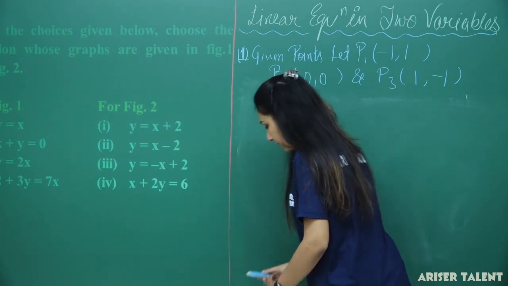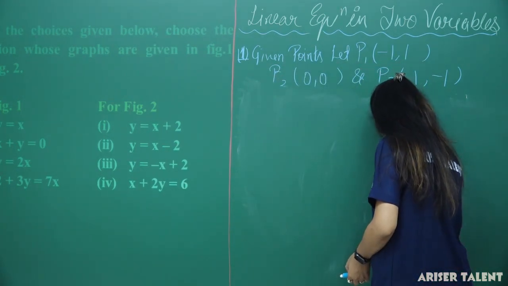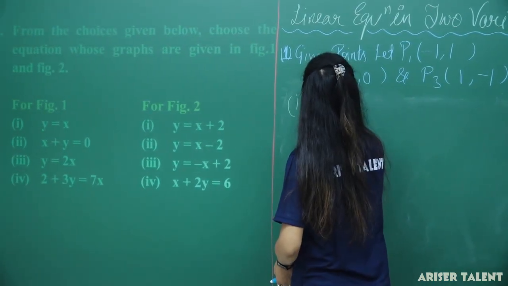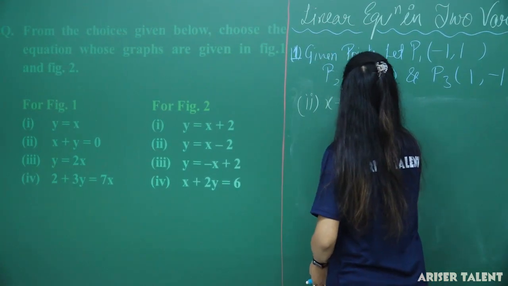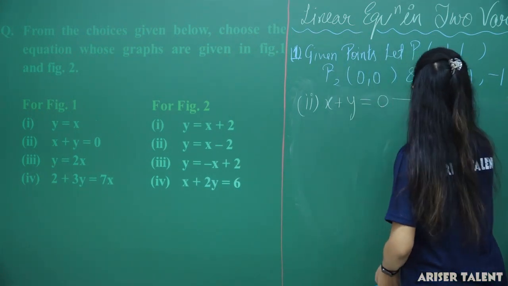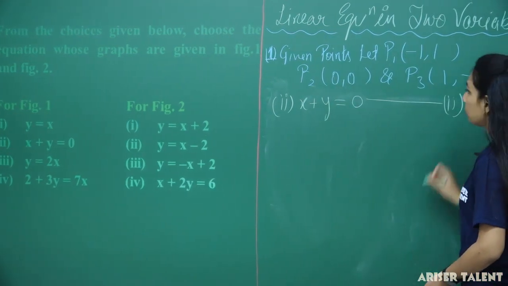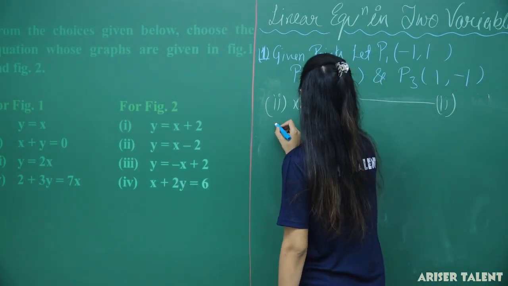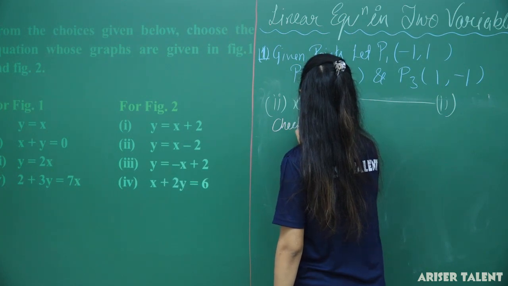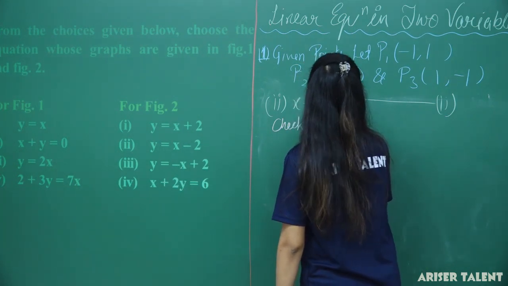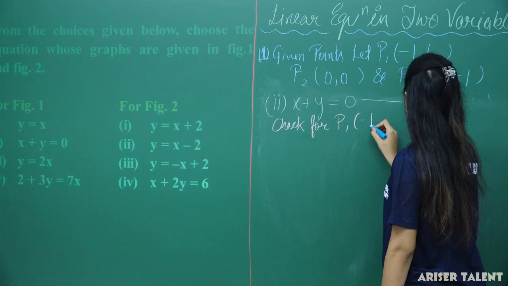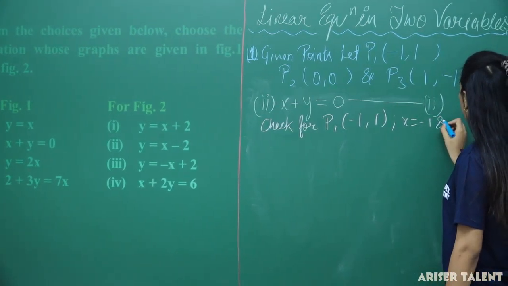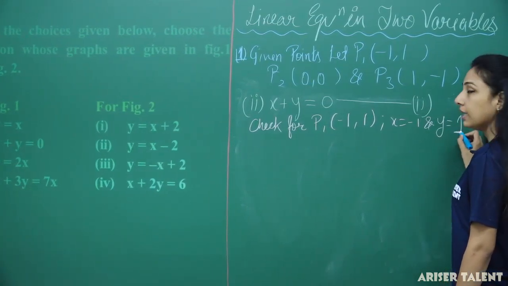So students, next equation is given. What is this? This is x plus y equals to 0. This is my equation number 2. Now check for P1, which is minus 1, 1: x equals to -1 and y equals to 1.